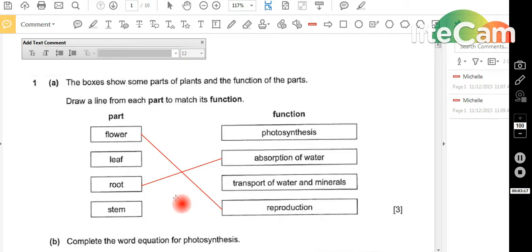Okay, then when we get to the stem, it takes that water and the minerals to the rest of the plant. So the stems are responsible for transport of water and minerals. And then when we get to the leaves, remember the leaves are green, which means they're going to photosynthesize. Does that make sense?